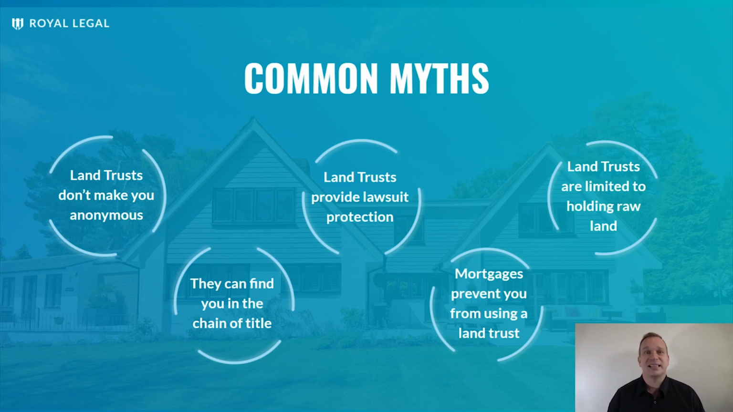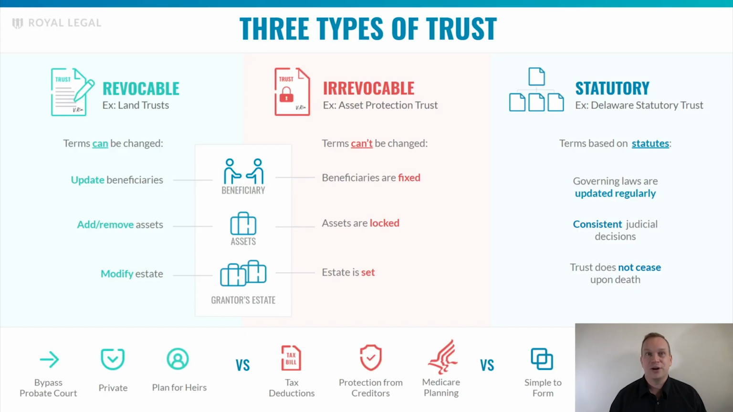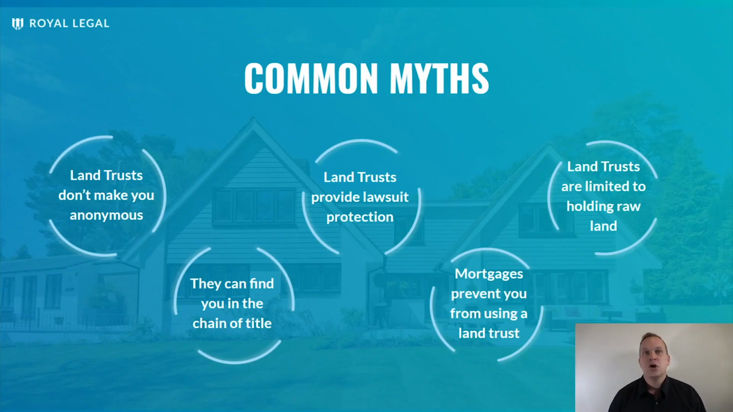Another common thing that we hear is that land trusts don't provide lawsuit protection. And that's true to the extent that if a revocable trust, like a land trust, is sued or somebody sues you, they can get to the assets of the land trust or the revocable trust. But we don't typically use land trusts for liability protection, right? What are we going to use for liability protection? We're going to use the second and third column here, in either an irrevocable trust or a statutorily created trust. We use this land trust to provide protection by keeping the lawsuit from getting filed in the first place, right?